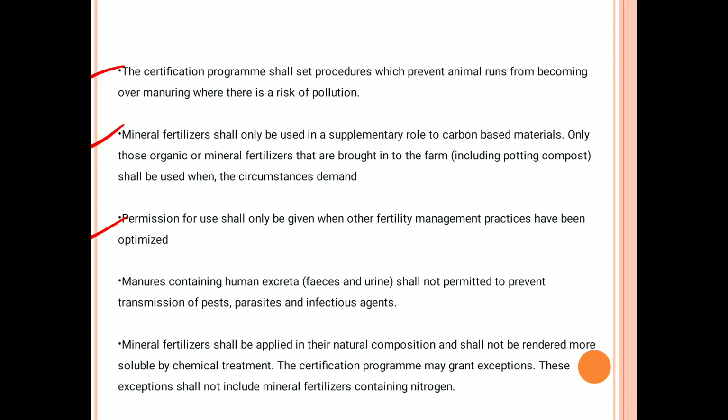Manure containing human excreta shall not be permitted, to prevent the transmission of pests, parasites and infectious agents. That means night soil is not used. Human excreta, that means night soil, is one of the organic manures but it is not used as an organic manure for organic farming. Then mineral fertilizer shall be applied in its natural composition and shall not be rendered more soluble by chemical treatment. The certification program may grant exceptions. These exceptions shall not include mineral fertilizers containing nitrogen.